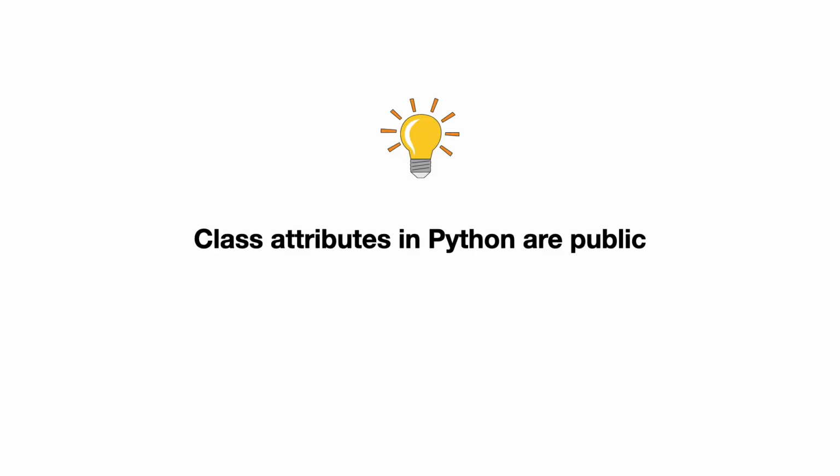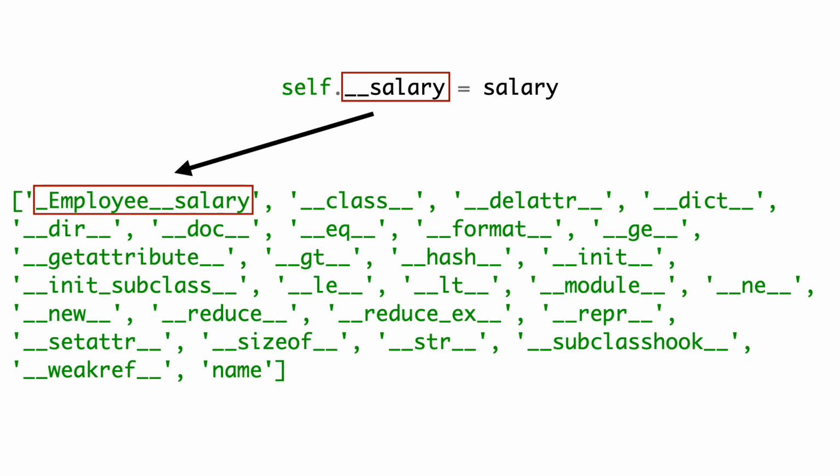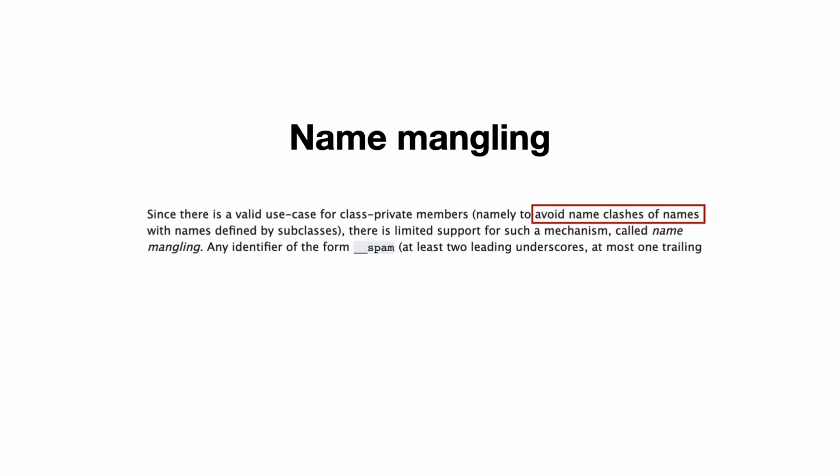You just saw that prefixing class attributes does not change the attribute's visibility. All class attributes in Python are public. When you prefix attributes with double underscores, Python prefixes the name again with the class name. This is called name mangling, and its purpose is not to make attributes private, but to avoid clashes of names when using inheritance. Did you notice? Let me know in the comments.